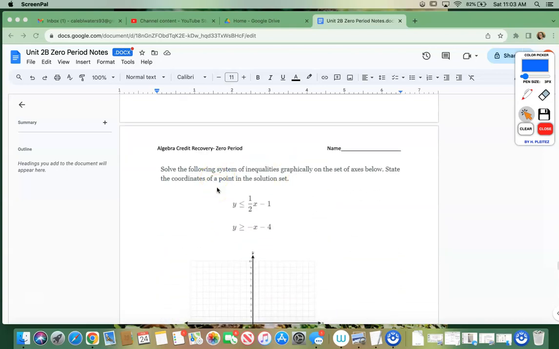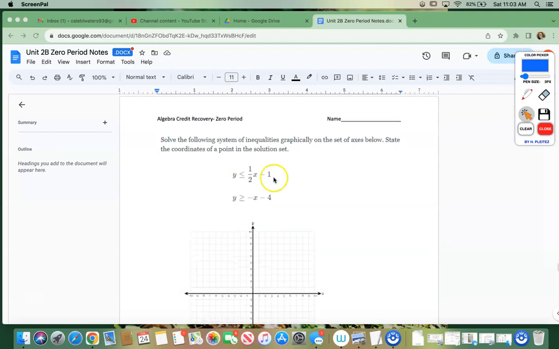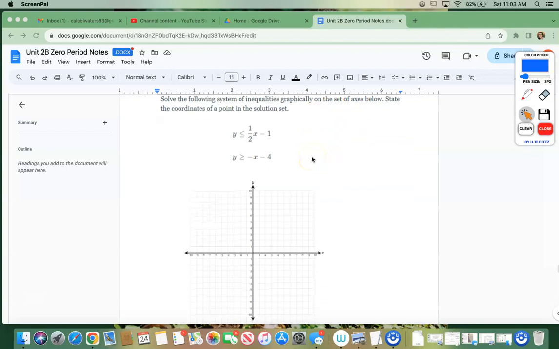So it says solve the following system of inequalities graphically on the set of axes below. State the coordinates of a point in the solution set. Okay, so we're basically supposed to graph them and then give the coordinates of a solution. So let's start with graphing them. I'm going to graph them in two different colors. So I'm going to do this one in blue. So let's start with that one.